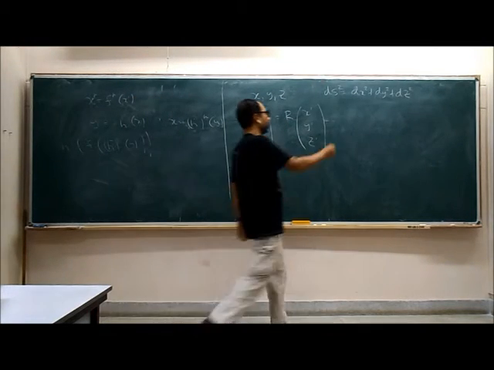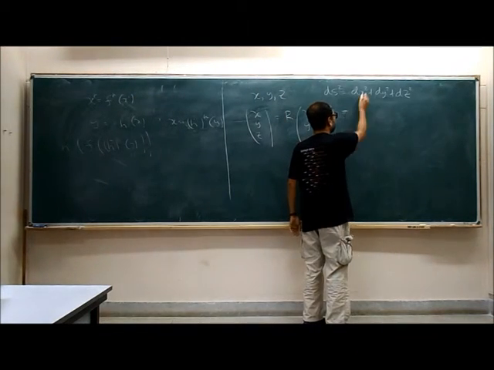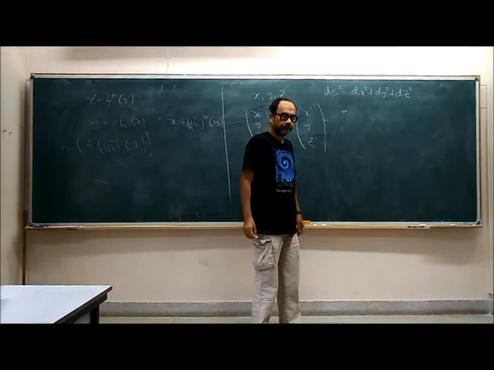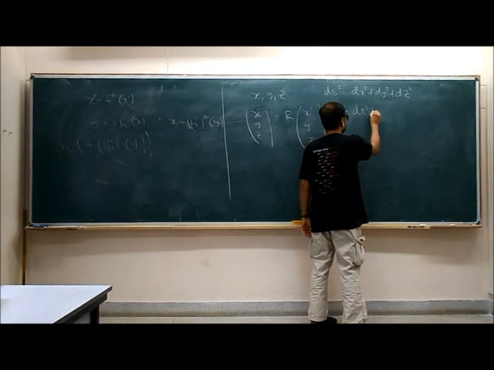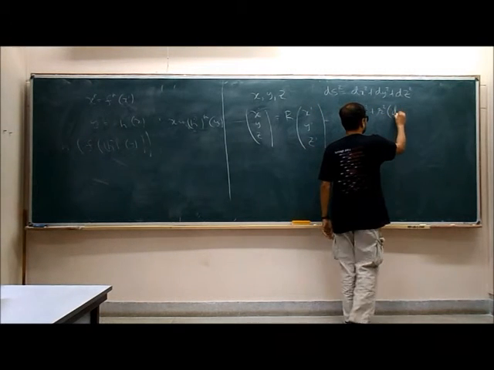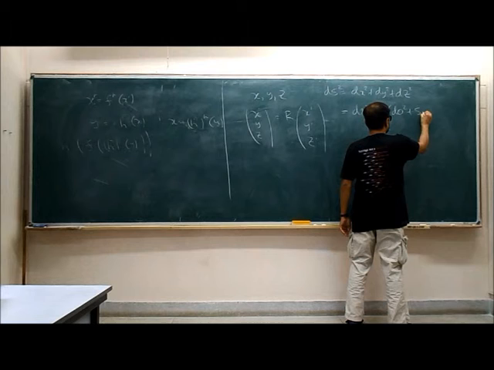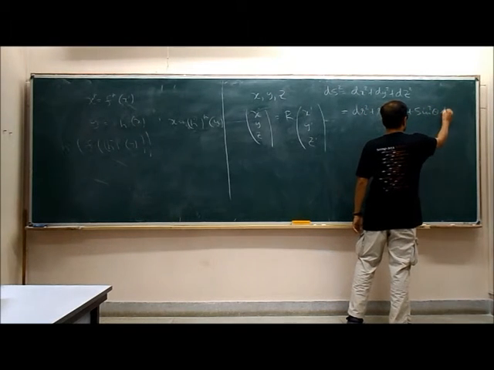But now we want to change coordinates, and let's suppose we want to go to the spherical polar coordinates. So this I can write as dr square plus r square d theta square plus sine square theta d phi square.